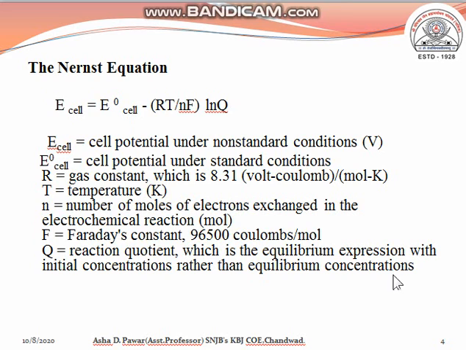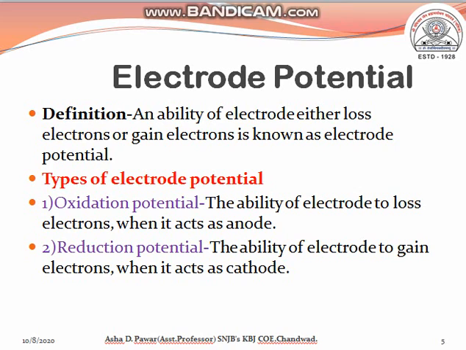That is, we take some electrolyte, either in the oxidized form or in the reduced form, and the reaction quotient indicates the concentration of that electrolyte. So during the measurement of electrode potential, we use electrodes. Then what is exactly the electrode potential? Electrode potential is nothing but the ability of that electrode either to lose electrons or to gain electrons. It means if we use two half cells and make a complete cell, then some redox reaction happens and either an electrode loses electrons or an electrode gains electrons. That ability of the electrode to lose or gain electrons is nothing but the electrode potential.